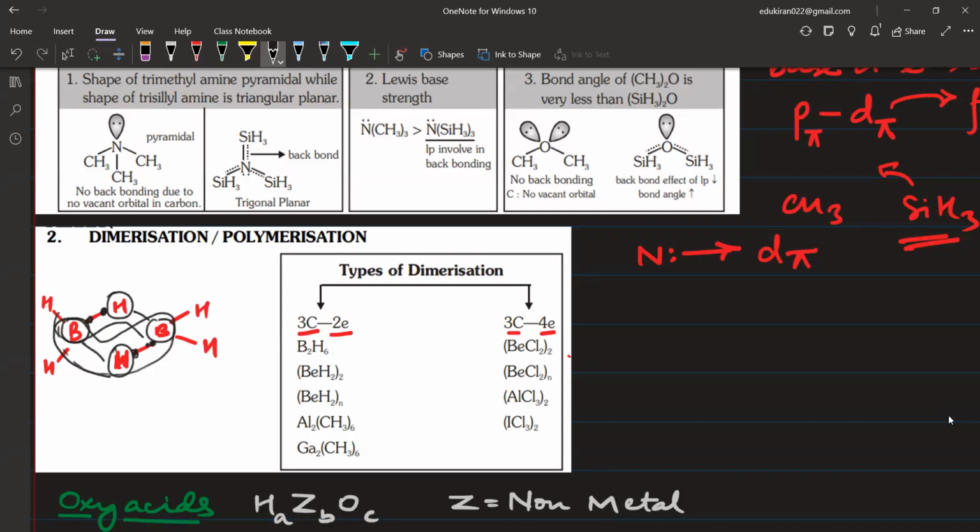And here, if you see, here also we have 3 centers. And how many electrons are present? There are 2 electrons present. Okay? So we have 3 centered 2 electrons, and this is the case of dimerization, where sharing of electrons happens.